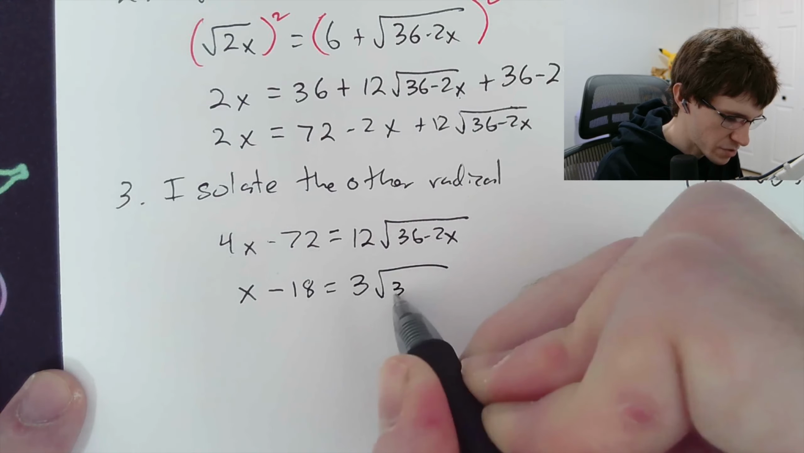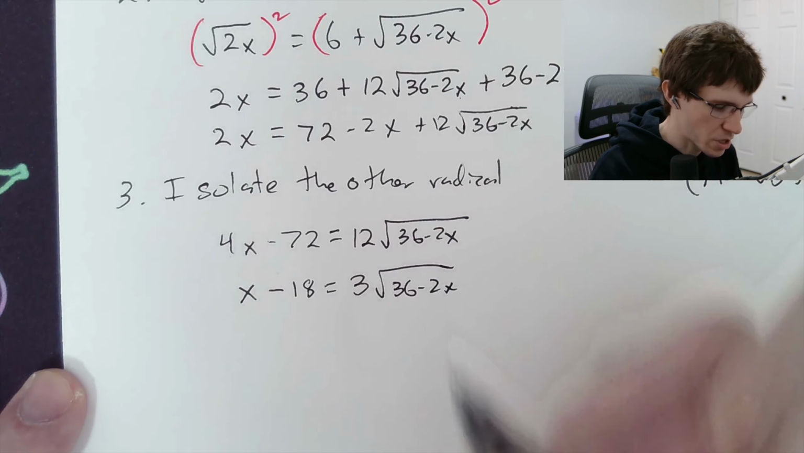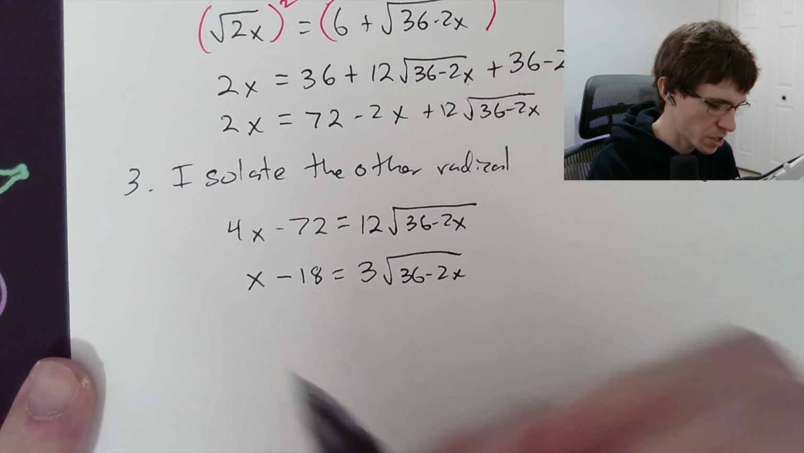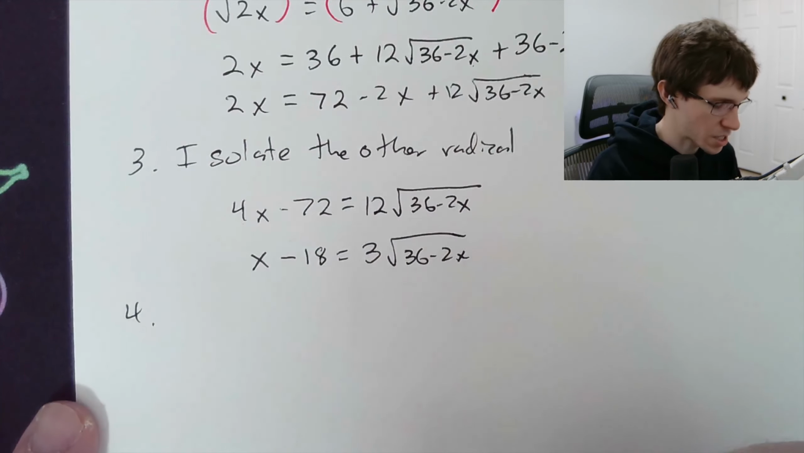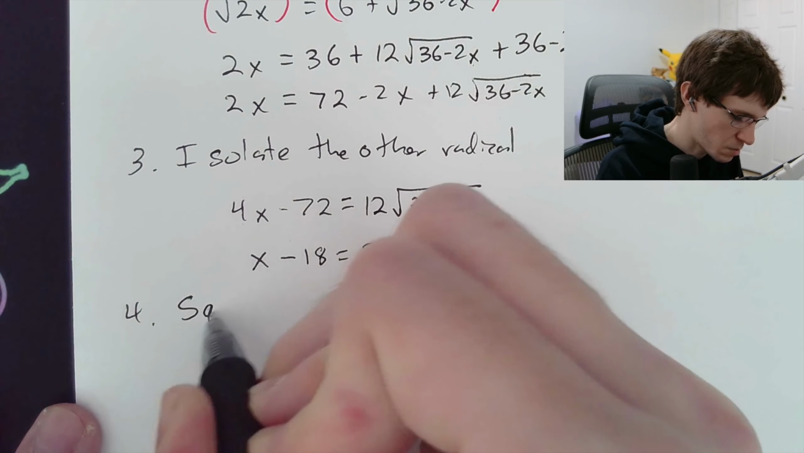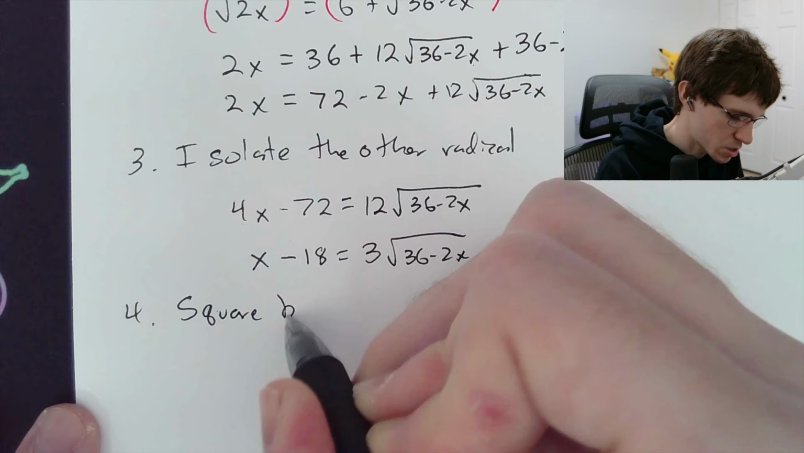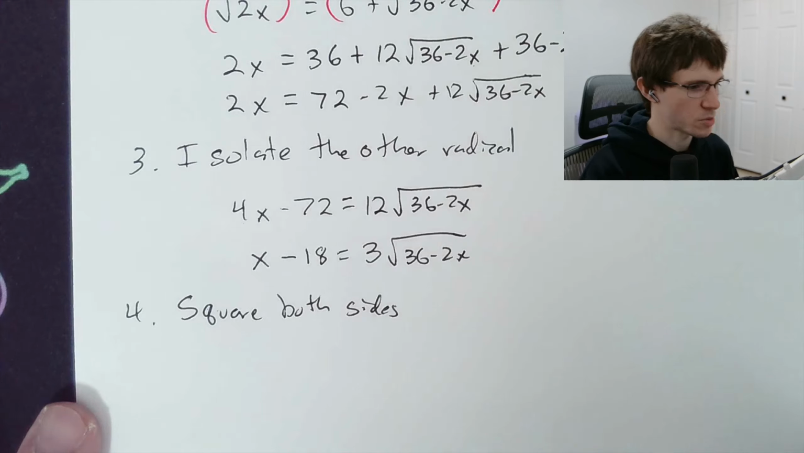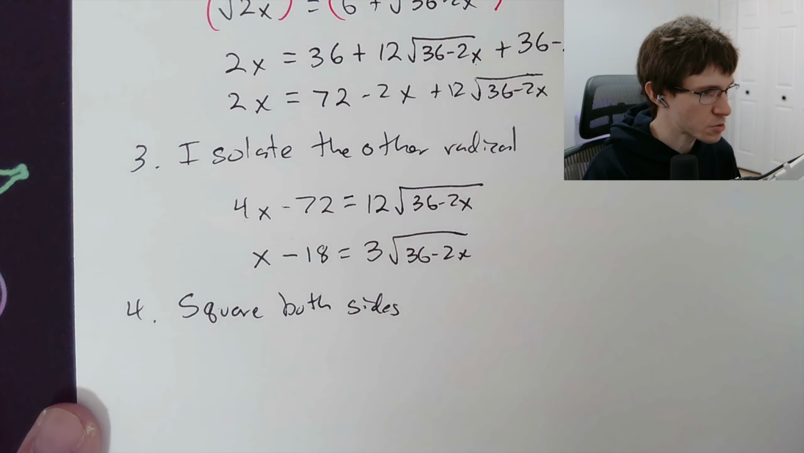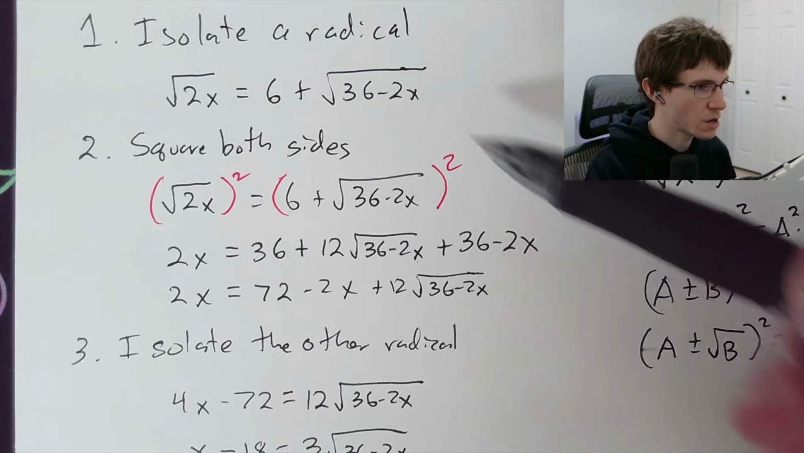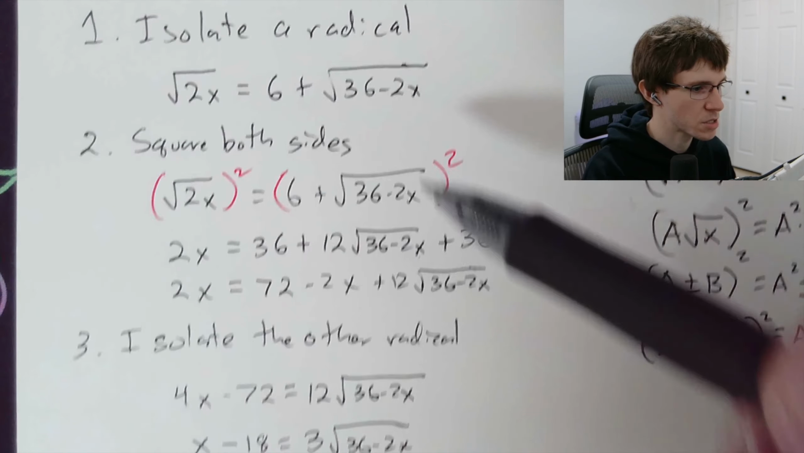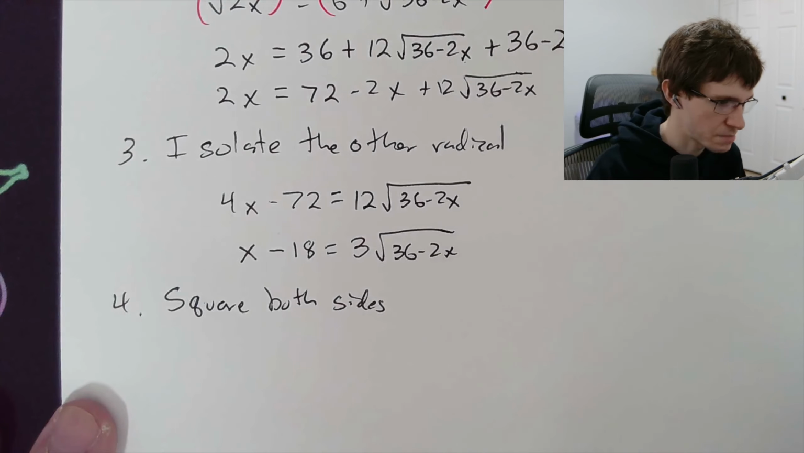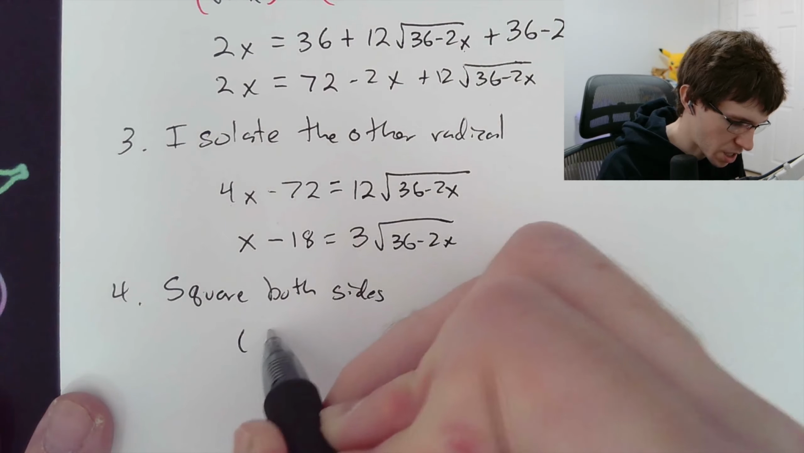You don't actually have to do that step, but if you don't, your life is going to be a little bit more difficult on the step number 4, because now you have to square both sides again. So, square both sides again. When you're doing these problems, your process is going to be isolate a radical, square both sides, isolate the other radical, square both sides. You're going to be doing that over and over and over again. So here we go. We're taking the entire thing.